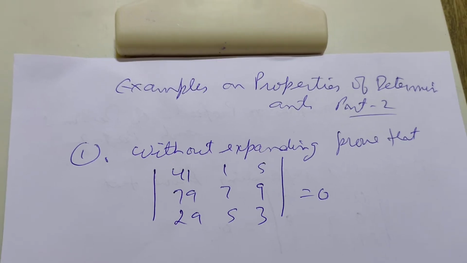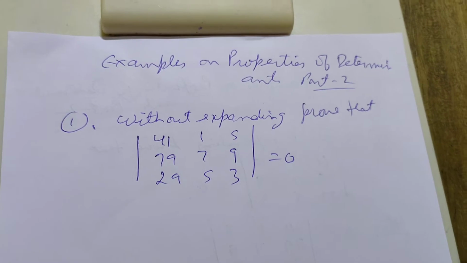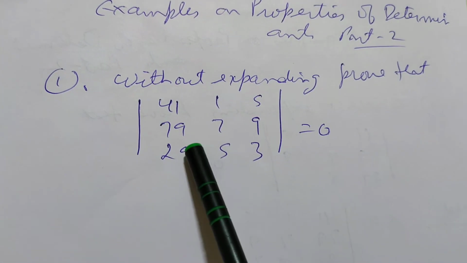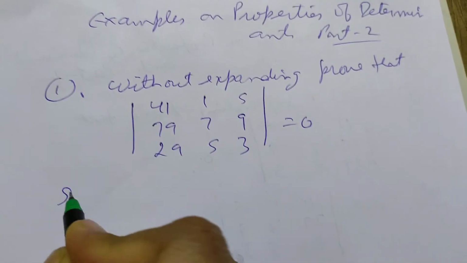Friends, in this video we'll do some more questions based on properties of determinants. So one question I have here: without expanding, prove that the determinant value is equal to 0. Now let us solve this one. So we have a solution for this.